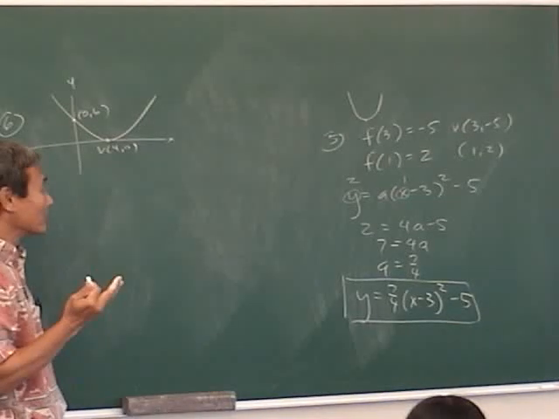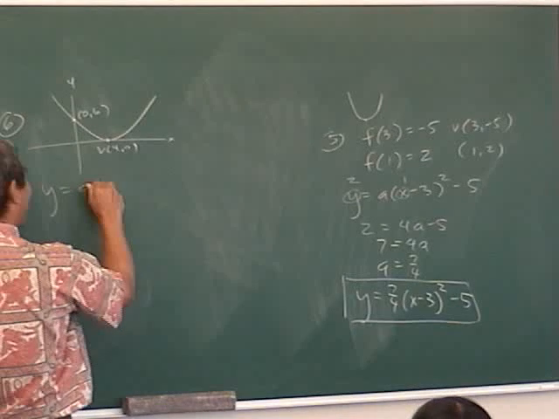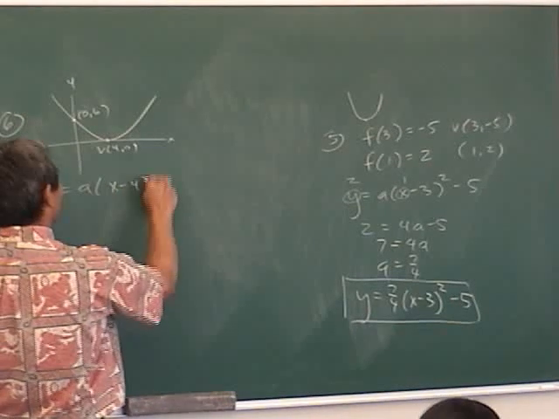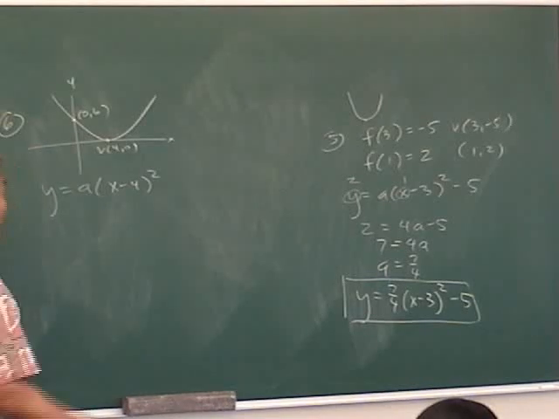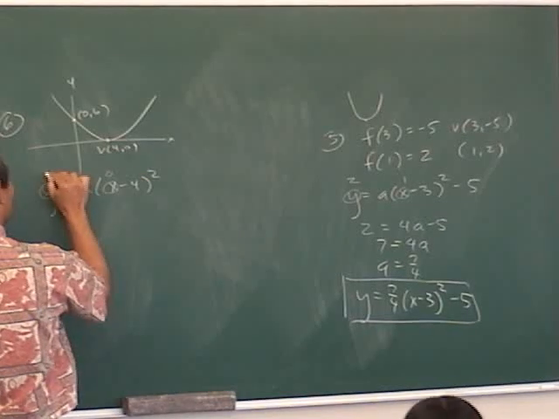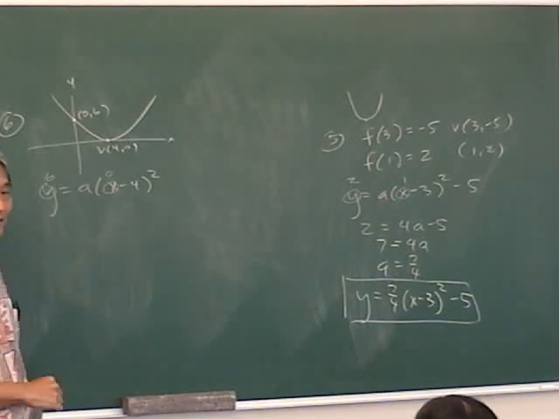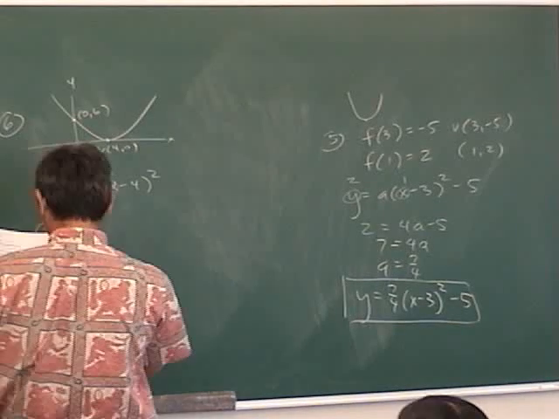What should I do? Vertex form. y equals a times (x minus 4) squared plus 0. How do I figure out a? You plug in the point. If I plug in 0 for x and 6 for y, you guys can take it from there, right? Okay. And number 7 is the same thing.